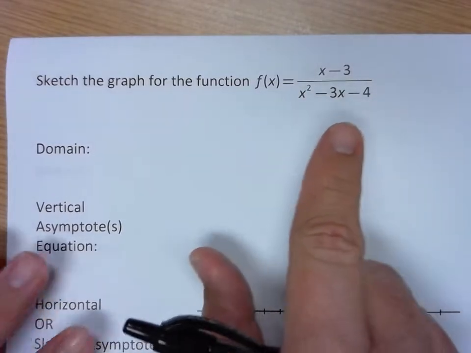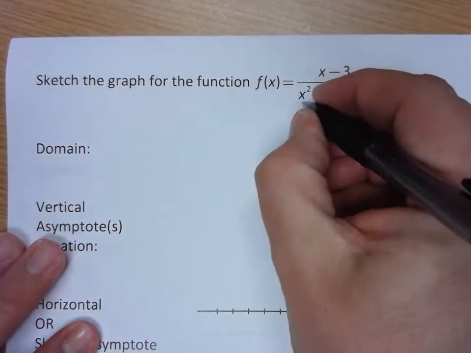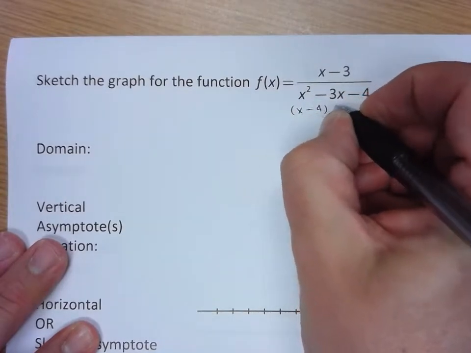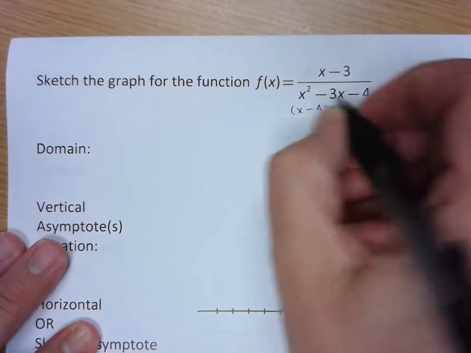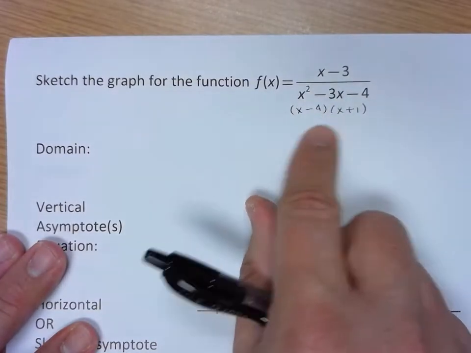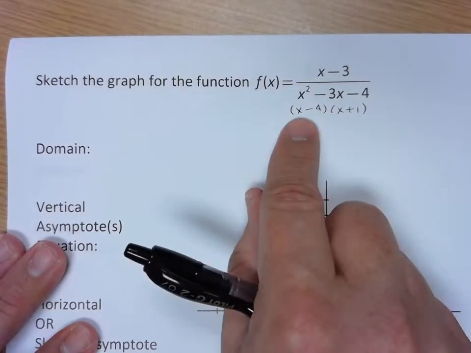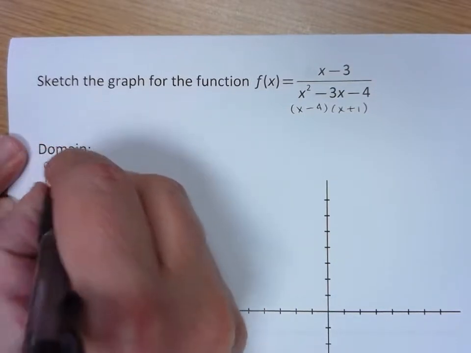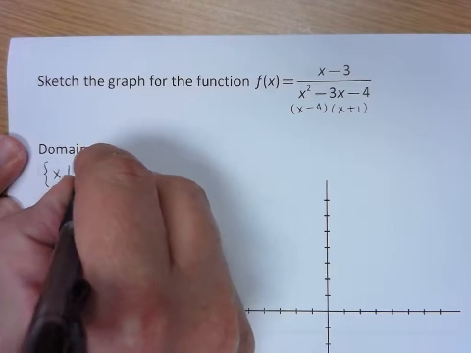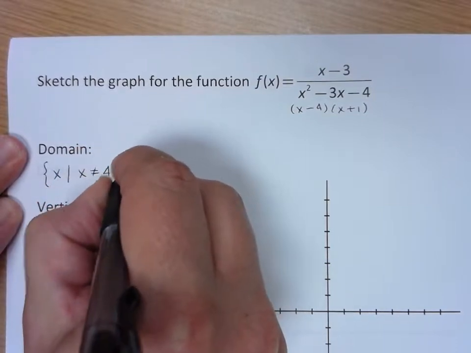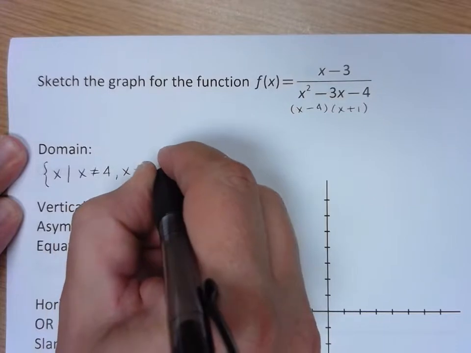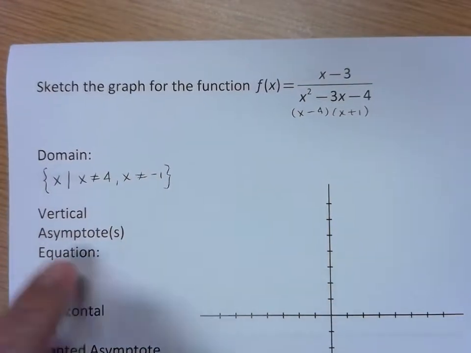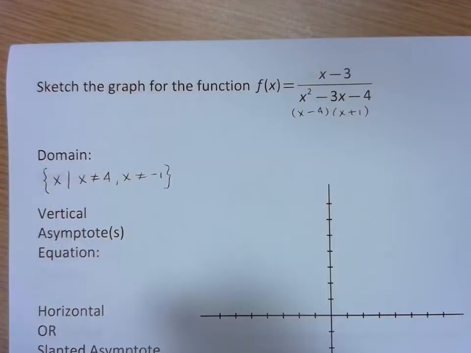So in this first example, the domain comes from the values I need to exclude from this denominator. This factors as x minus 4 times x plus 1. So the denominator is going to be 0 if I use values of 4 or negative 1. So that means the domain of this function is the set of all x such that x is not equal to 4 and x is not equal to negative 1.